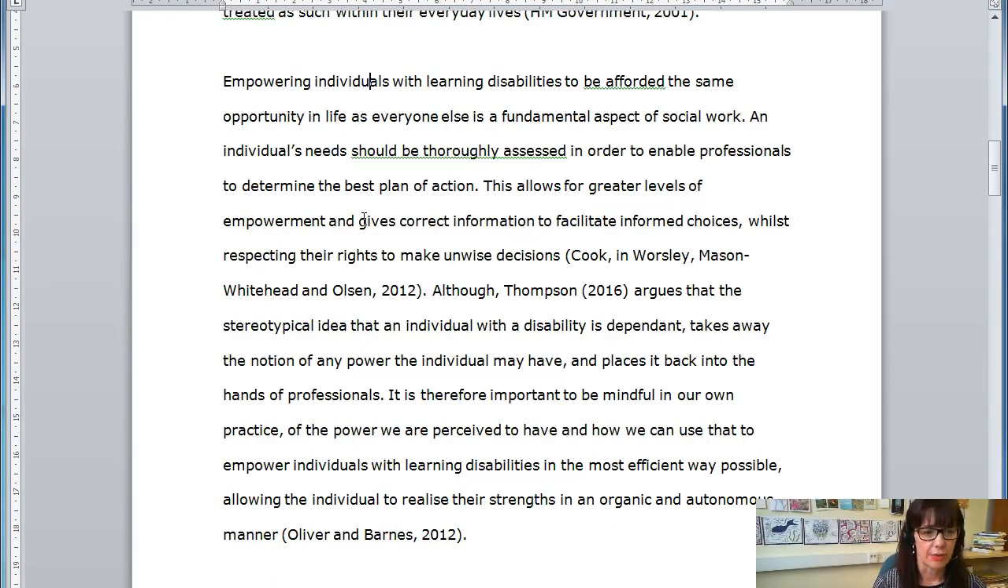So then the student moves on to empowerment. Empowerment of individuals with learning disabilities to be afforded the same opportunity in life. And that's kind of a blanket statement, a statement of intent of what they think is appropriate. And it's about equitable access to services, to the potential to do what you want to do in your life like anybody else. An individual's needs should be thoroughly assessed in order to enable professionals to determine the best plan of action. So this is interesting. Even within this there's a judgment statement about needs being thoroughly assessed.